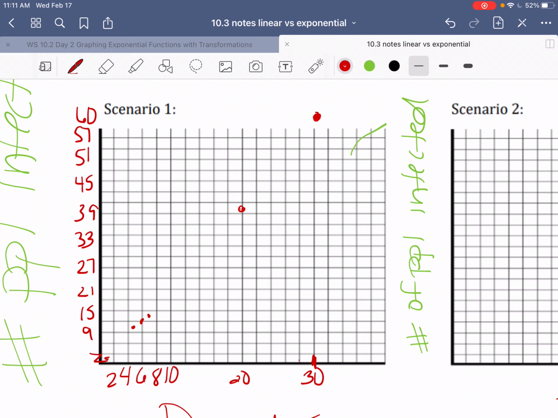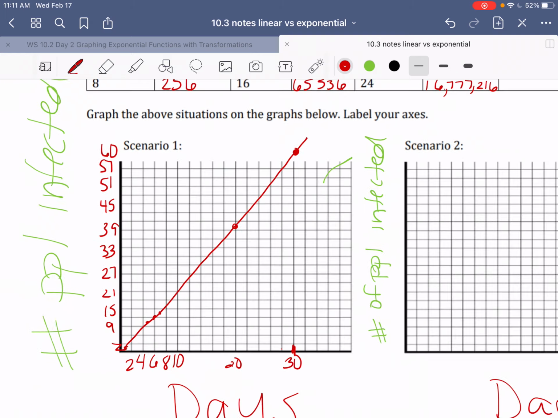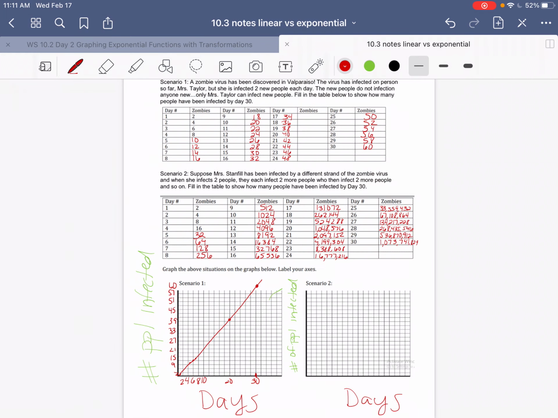But I think you guys are starting to see, just based off of the 1, 2, 3, 4, like 5 points that I sketched in, this should be a line. So my situation in scenario 1 is a linear graph, because when you plot all of those points, we're going to have a line. And that was also made pretty clear by how it only increased by 2 every time. The next one is clearly growing exponentially because those numbers got ginormous.